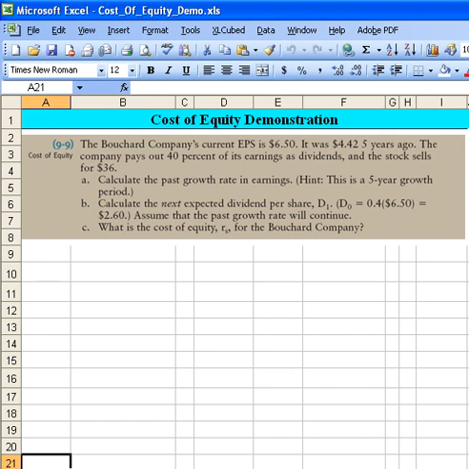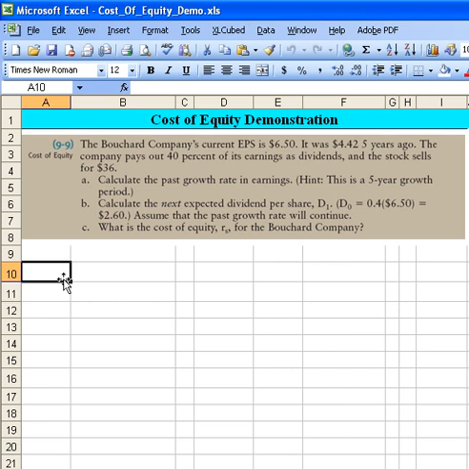Hi everyone. I'm going to walk through a problem now that illustrates how we would work and calculate the cost of equity for a company. The problem appears in gray in front of you. The Bouchard Company's current earnings per share is $6.50. It was $4.42 5 years ago. The company pays out 40% of its earnings as dividends, and the stock sells for $36.